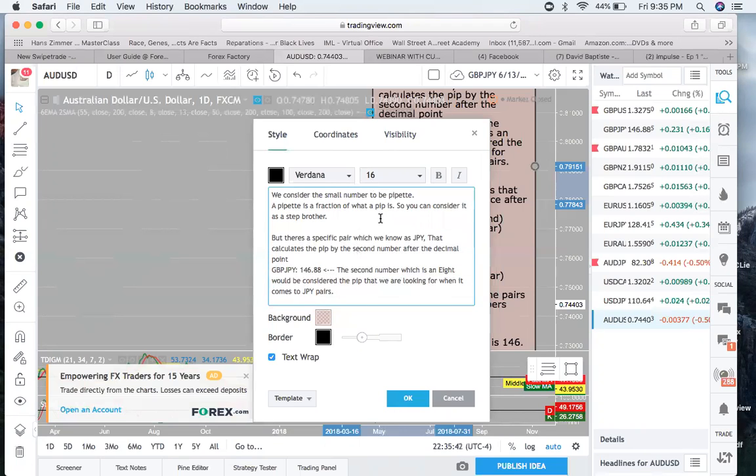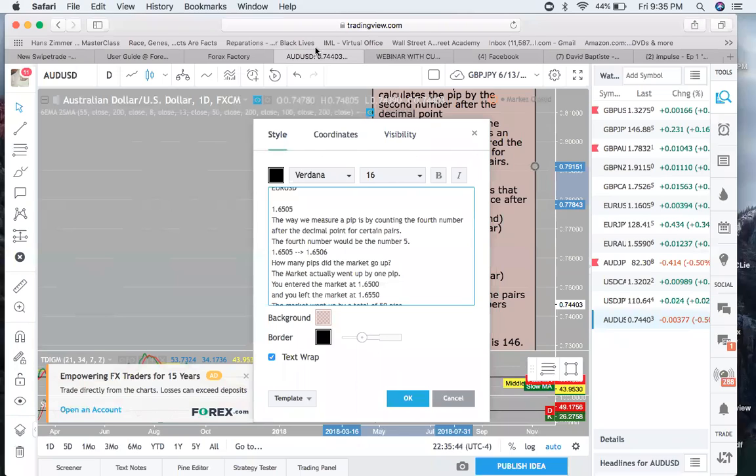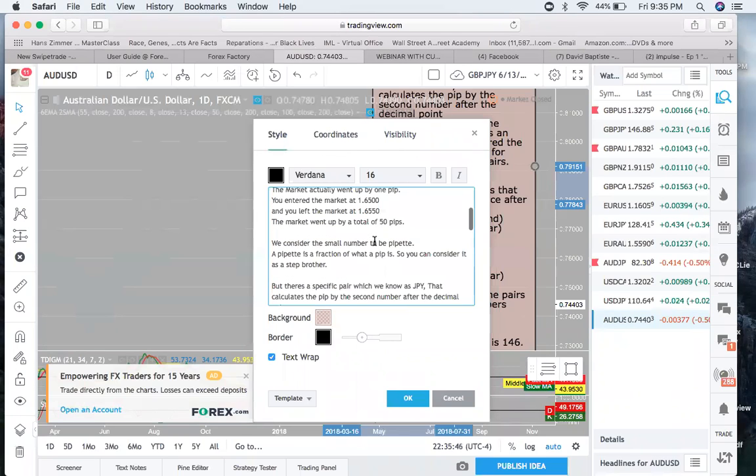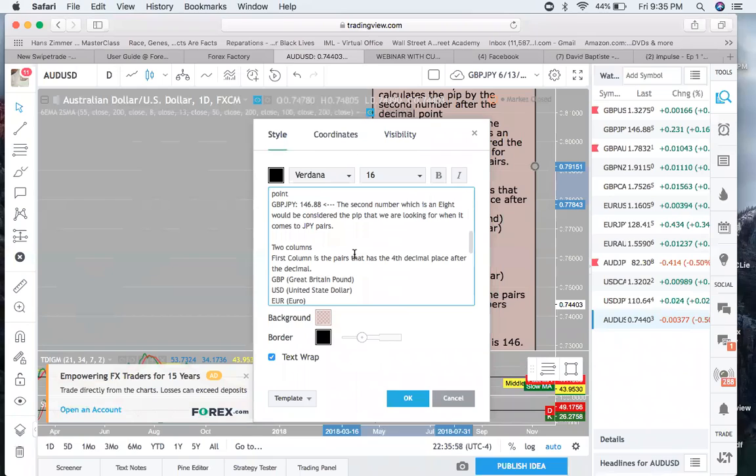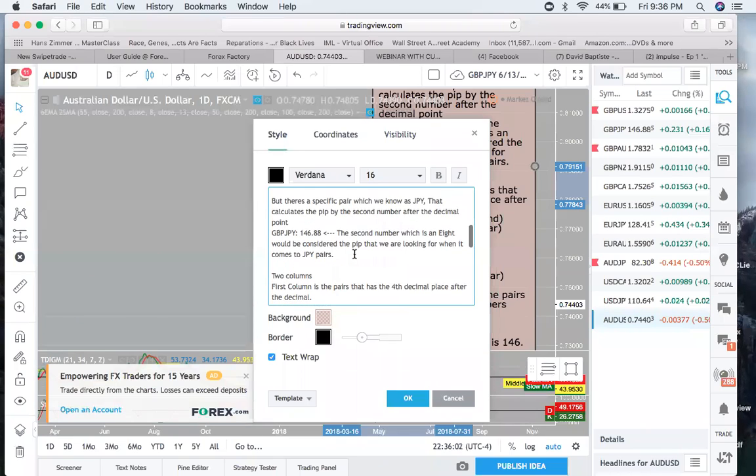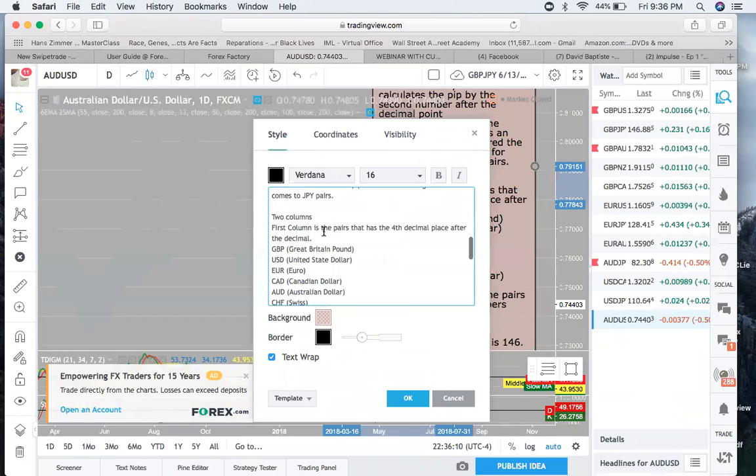But there's only a specific pair that we know doesn't have four numbers after the decimal point, and that currency pair is known as JPY, which is Japanese yen. All right. So the Japanese yen only has two numbers after the decimal point. So the 8 would be considered the pip that we're looking for when it comes to JPY pairs.